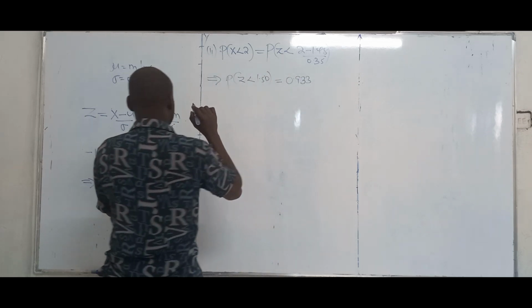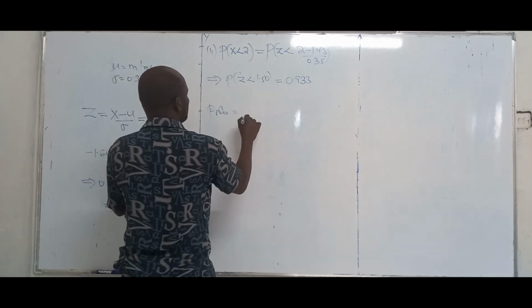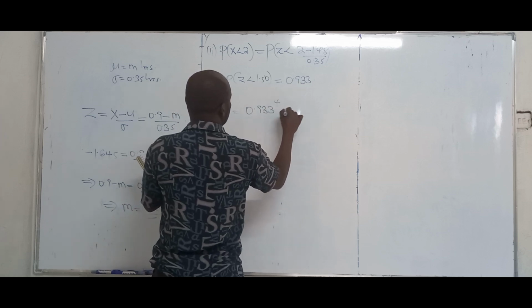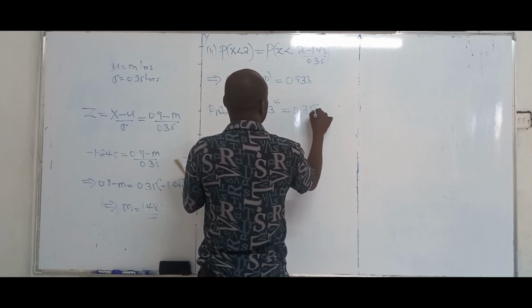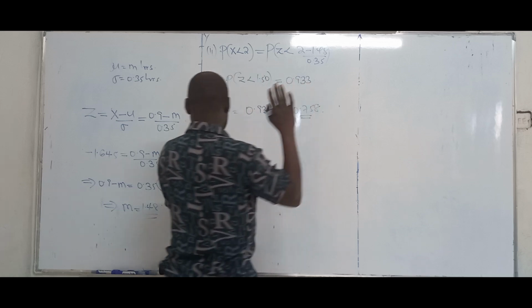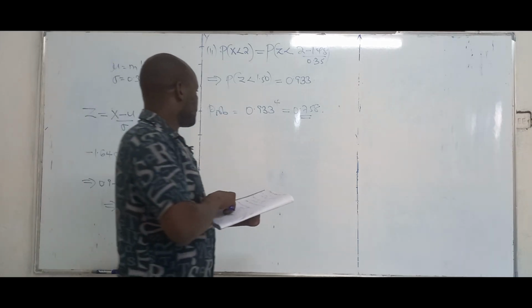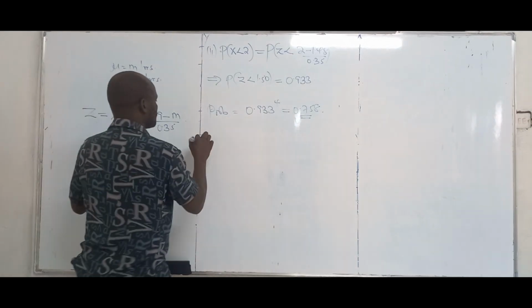Therefore, to get our required probability, we are going to raise this to the power 4, which is 0.933 raised to the power 4. And that gives us 0.758. So you need to confirm that using calculators. And that's the answer to that particular part. That's part 2.